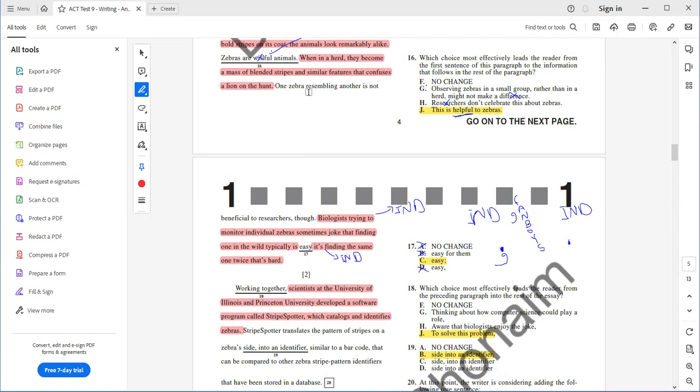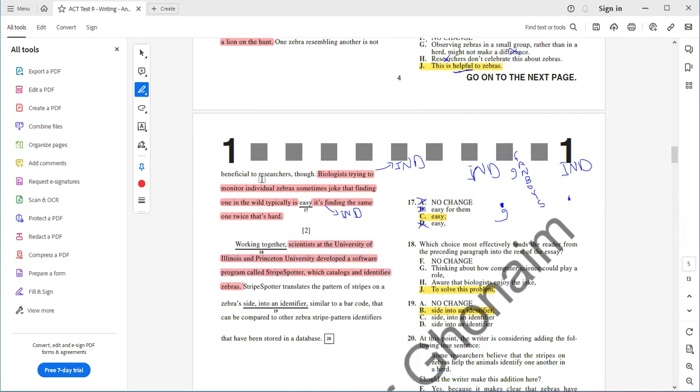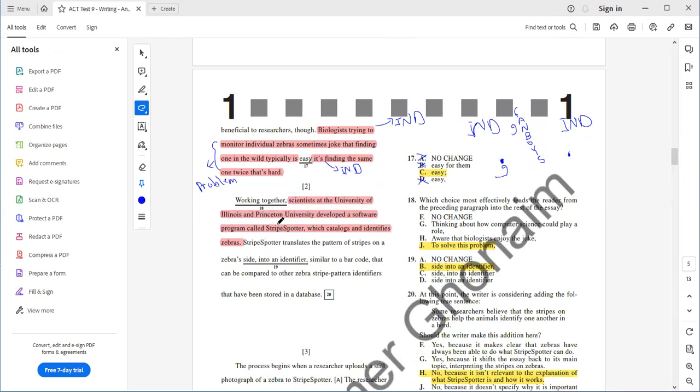Okay. One zebra is similar to another, which is not beneficial to researchers, though biologists trying to monitor individual zebras sometimes joke that finding one in the wild typically is easy. It's finding the same one twice that's hard. Yes, okay. So now here, we have a problem. Right? Because if they track one of the zebras, they can't find it again, because all of them look like each other. So what do you think is going to be the right one here?